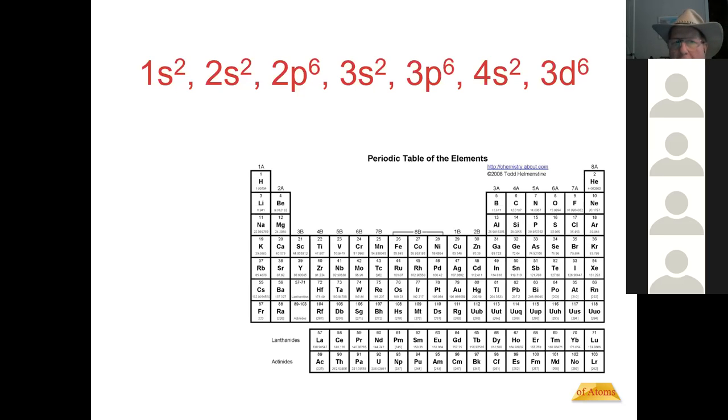Okay, guys, when the configuration is written up there and they ask you what element it is, aren't all the numbers up to the last one going to be the same? Yes, only the last one matters. So all you have to do is find where the 3d orbitals are. 4s, then 3d, correct? So I'm dealing with something between scandium and zinc. All I have to do is count the electrons over: 1, 2, 3, 4, 5, 6. I'm at iron.